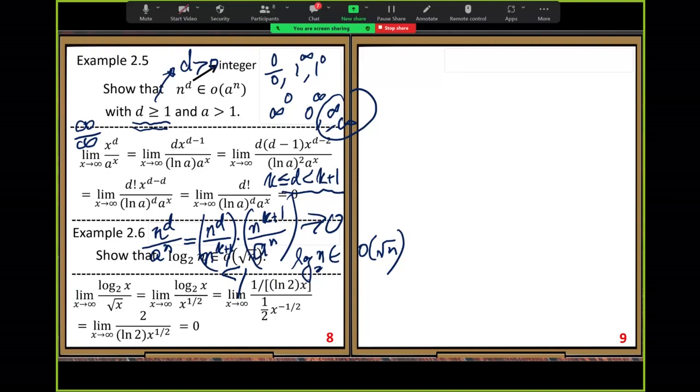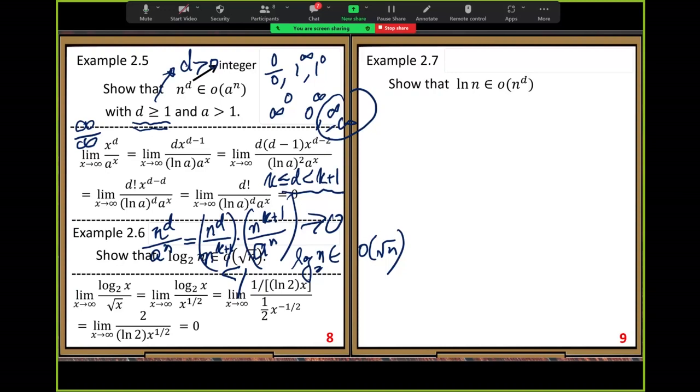So another example. After this example, the next one, I want to consider a little more general case. Show that natural log. We know log base 2, the base is actually not very important. For base 2, we only require the base number greater than 1. So log base 2 or log base e, not very important in these questions. Here we use the natural log, which belongs to little o of n to the d.